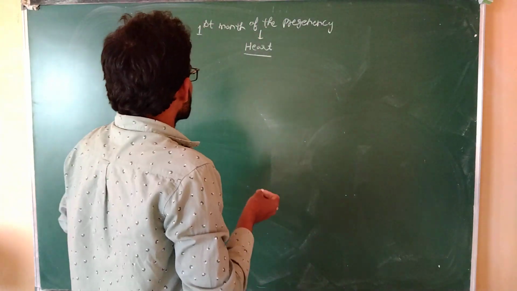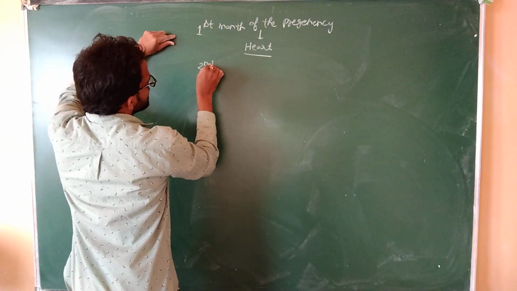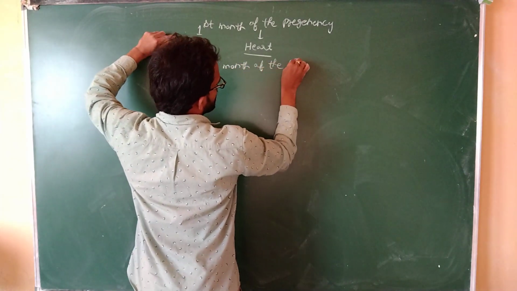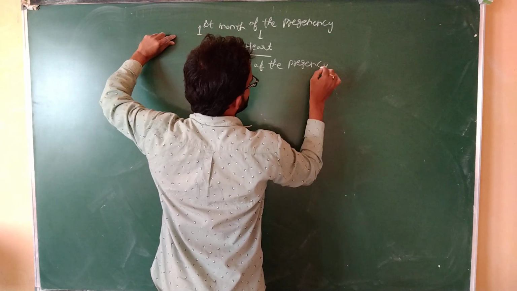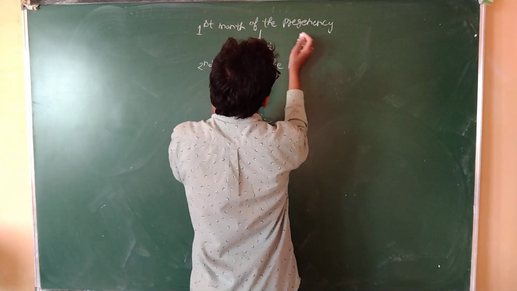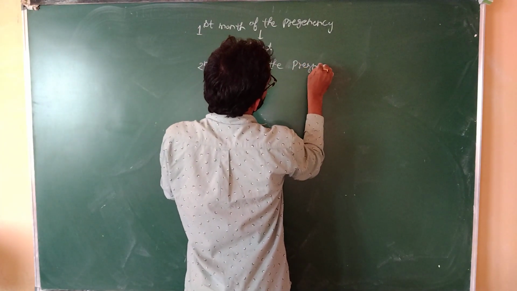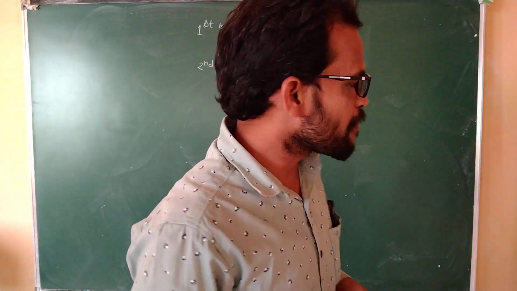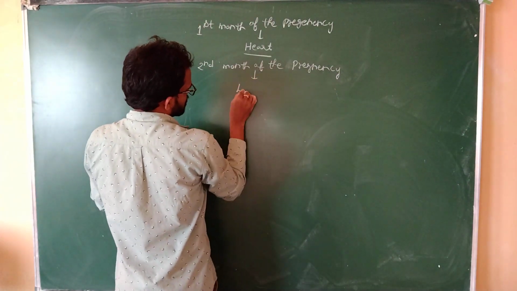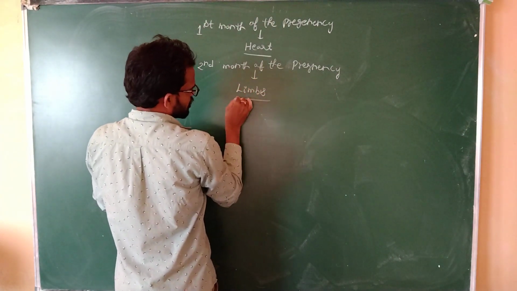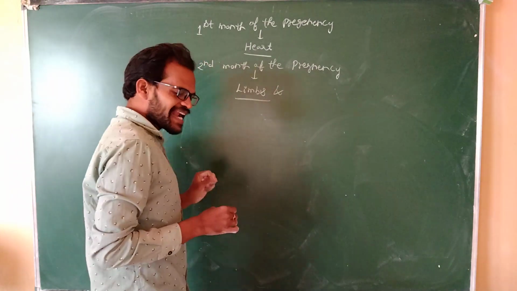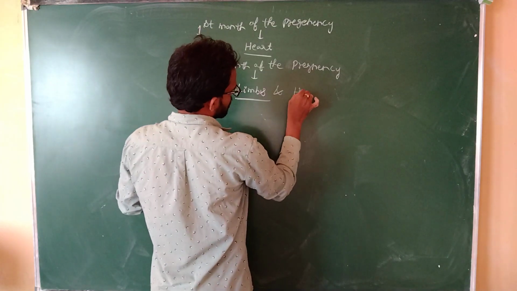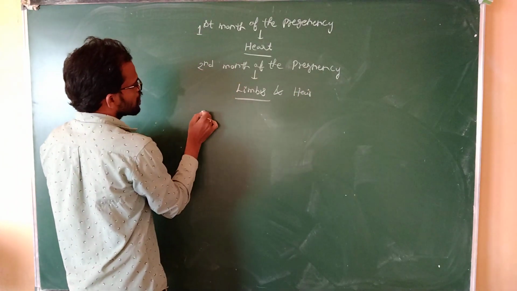In the second month of pregnancy, the limbs are formed.